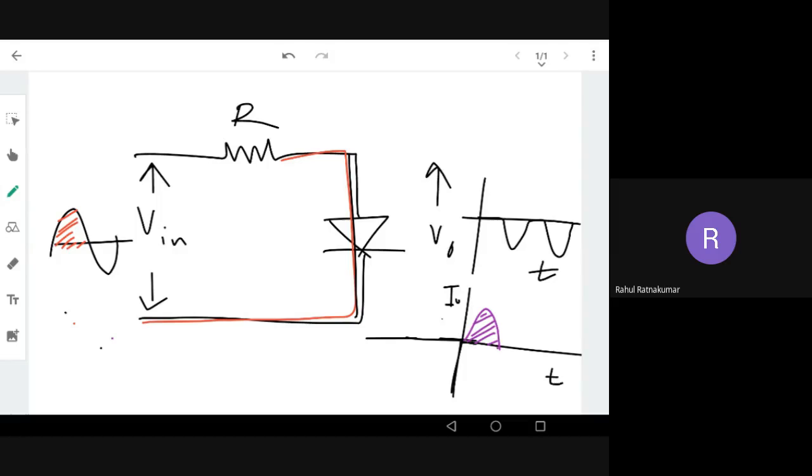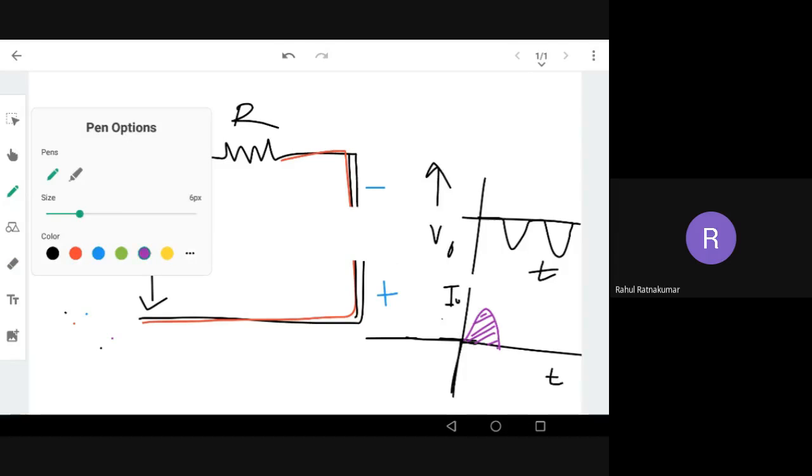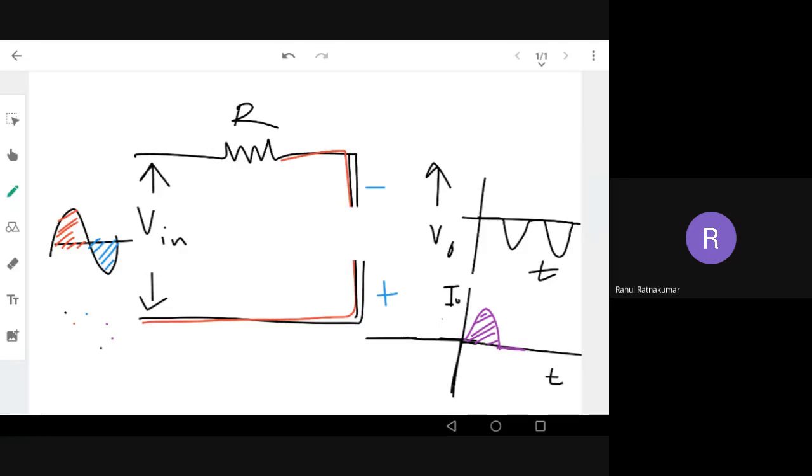Now the negative waveform is coming. As soon as the negative waveform comes, minus plus, your diode is cut off. Diode is cut off, so what happens? The current becomes zero because there is no path for the current to flow. So the current is zero. We can draw the current like this, zero in the negative path.